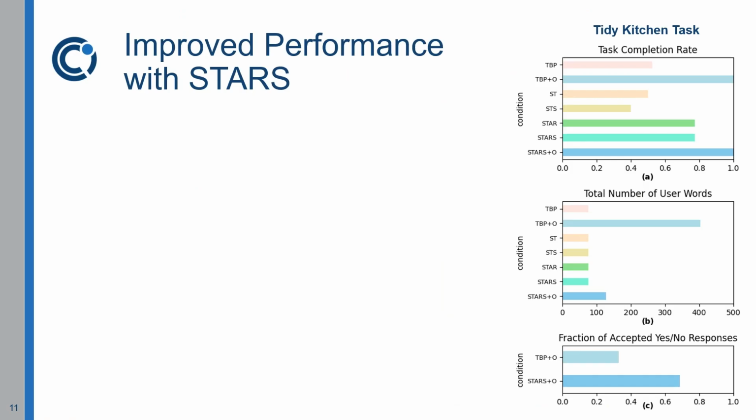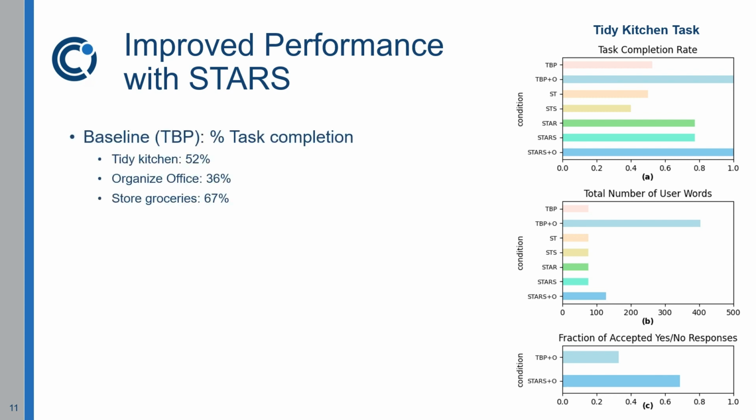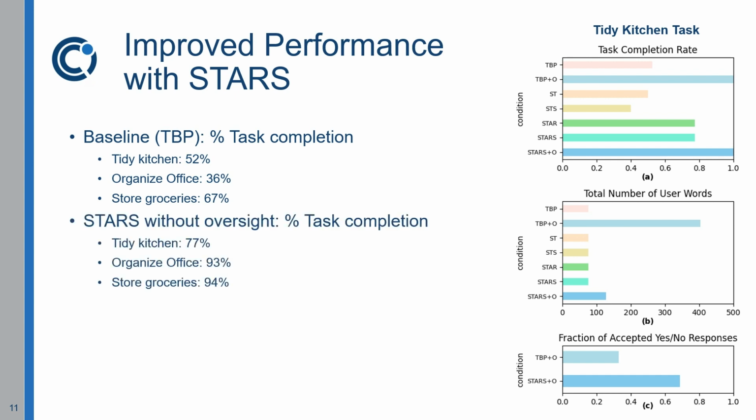We performed experiments on three different tasks: tidying the kitchen, organizing an office, and storing groceries, showing improved performance with STARS for each task. On the right is a figure from the paper for the tidy kitchen task. Please refer to the paper for more details. With the baseline template-based prompting strategy, the agent only achieved 52% task completion for the tidy kitchen task. Task completion means the percentage of objects that were in the correct final state and position. With STARS, the task completion for tidy kitchen increases to 77%, increasing for all the other tasks as well.